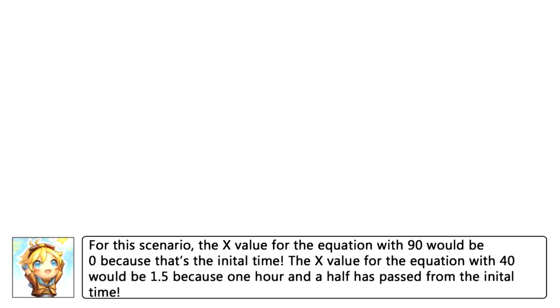For this scenario, the x value for the equation with 90 would be 0 because that's the initial time. The x value for the equation with 40 would be 1.5 because 1 hour and a half passed from the initial time.